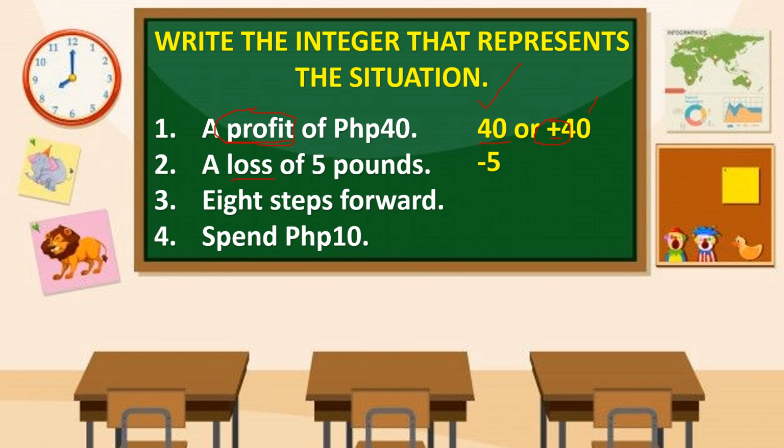Okay? Next, 8 steps forward. Okay? Pag sinabi po natin forward, so that is positive. That's why we have here positive 8. Then lastly, number 4, we have here spend 10 pesos. So pag sinulat natin siya into an integer, the keyword here is the word spend. Okay? So nagastos ka. So ibig sabihin, malinaw po that that is negative 10.